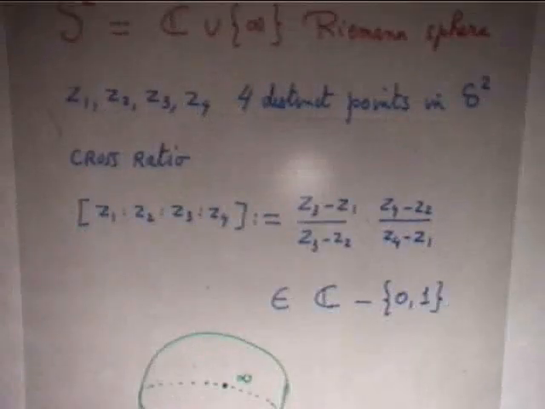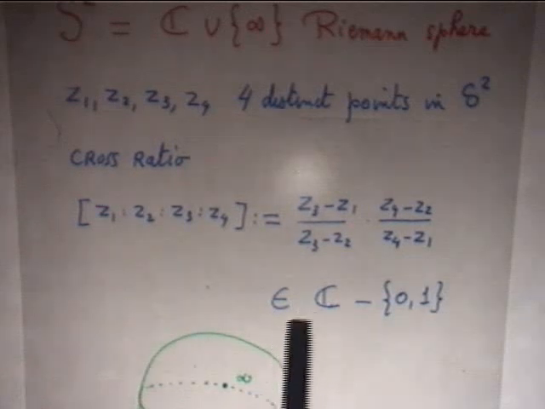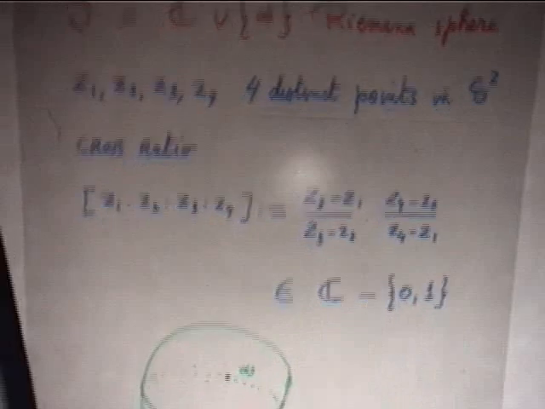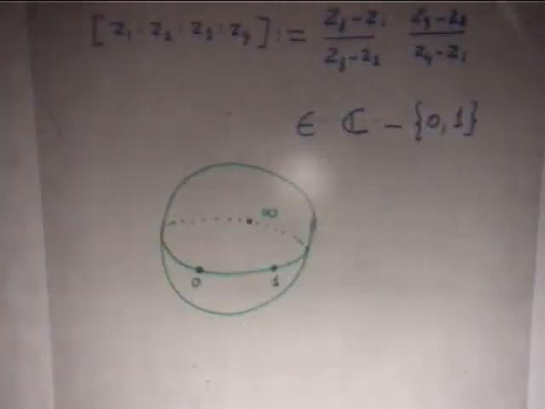This number is built in such a way that it does not take the value 0, 1, and infinity, since the 4 points are distinct. So it gives you a complex number, which belongs to C minus {0, 1}. And here I drew the picture of the Riemann sphere on which I have put 3 special points, the point 0, the point 1, and the point infinity.